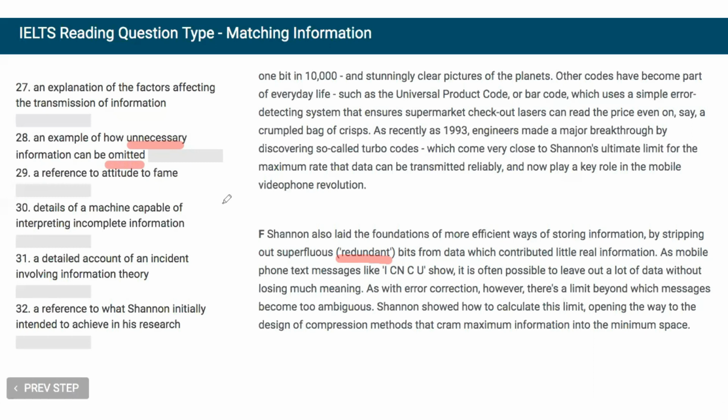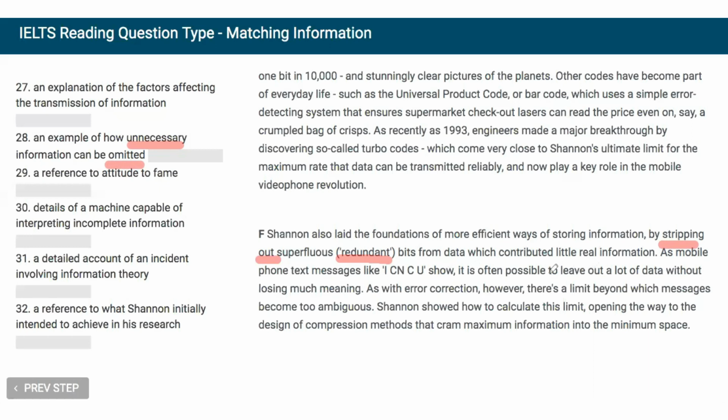We were thinking of some phrasal verbs. However, right before this word, you see stripping out, which of course is another example to say omitted, to get rid of. And so already just with these two keywords, I'm very confident that number 28 would be F. But I just want to read ahead and make sure that it's talking about an example, just so we're 100% confident with our answer.